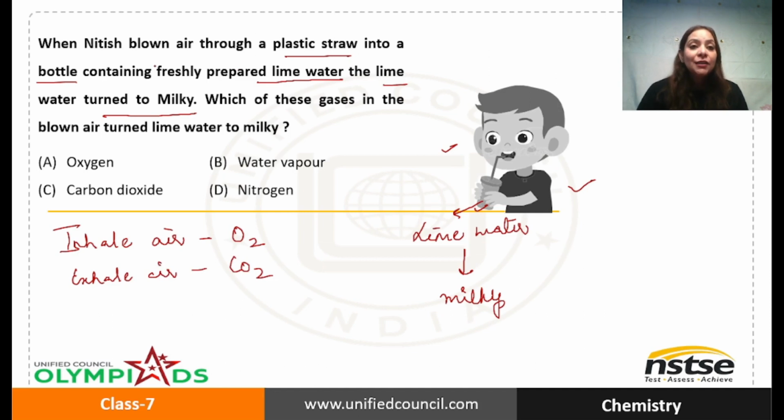Now here, Nitish is blowing air. That means exhaling air. So that means exhaling air contains carbon dioxide. So I hope this is clear that option C is the correct one.